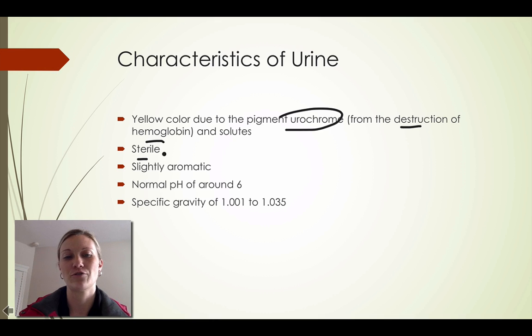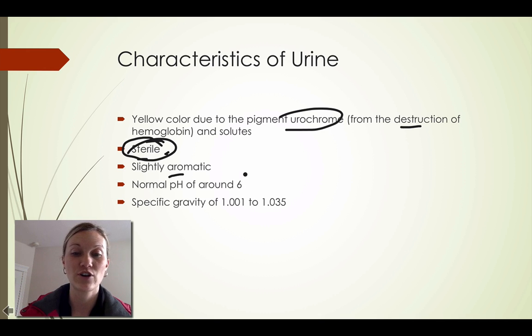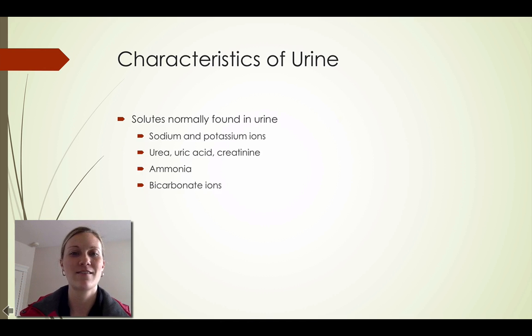Urine is sterile, so if you've ever heard, I always get questions every year about what if you got stung by a jellyfish in the ocean and you needed to clean it off? Could you pee on it? So the answer is yes, because urine is sterile. It is slightly aromatic. The normal pH of urine is about 6, and it has a specific gravity of between 1.001 and 1.035. Probably don't need to remember that one, but it's kind of a fun fact there.